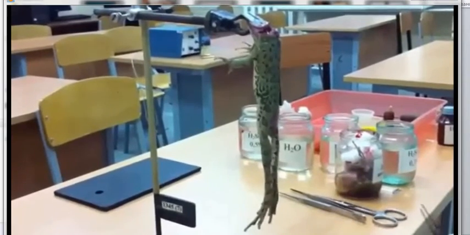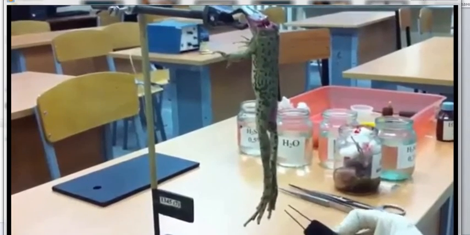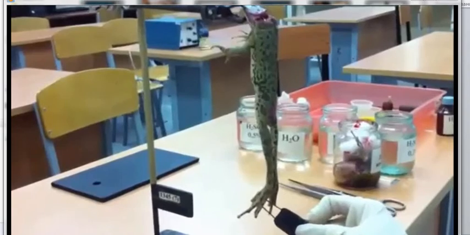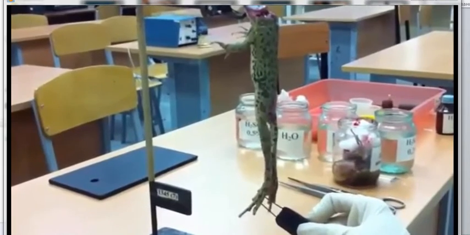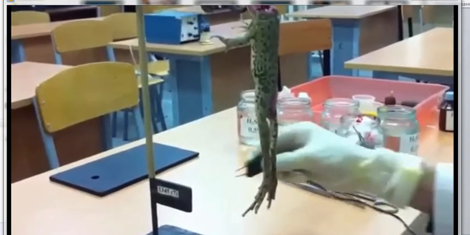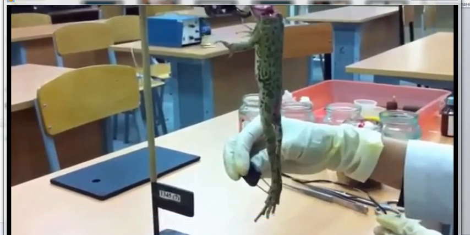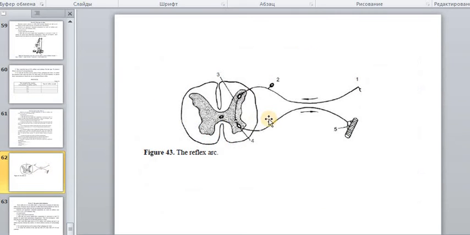Even if the receptor field is native, even if the nerves are not damaged, after the action of electricity all reflexes are absent. So here we see how important it is that all elements of the reflex act are without damage: the receptor field and the nerves, and especially the spinal cord.